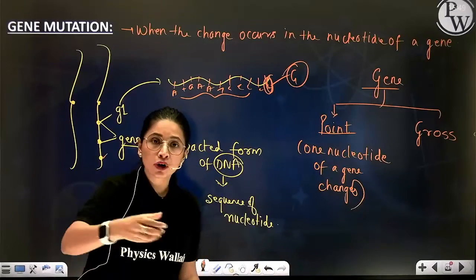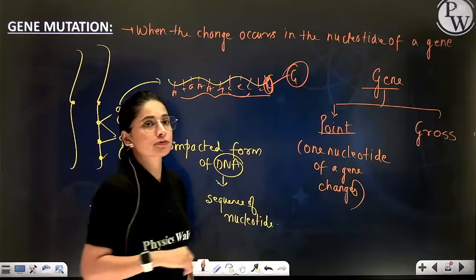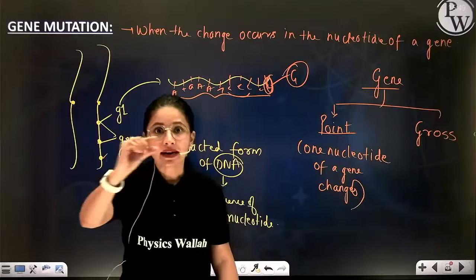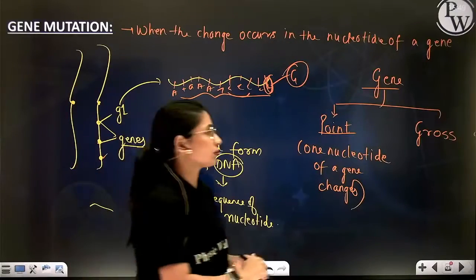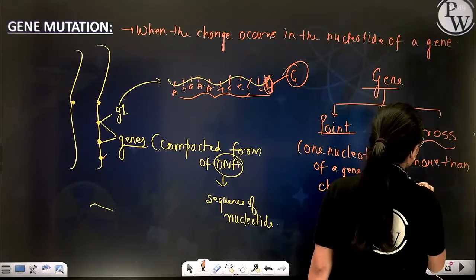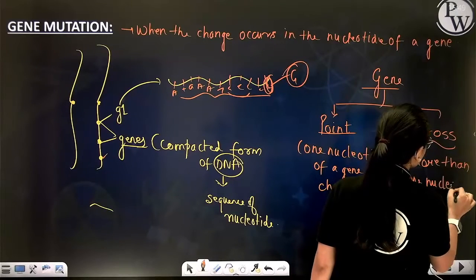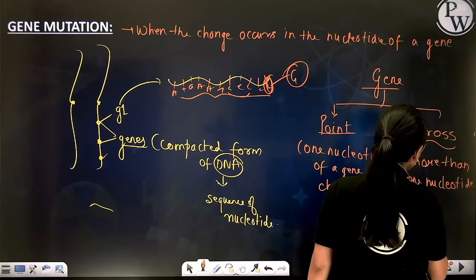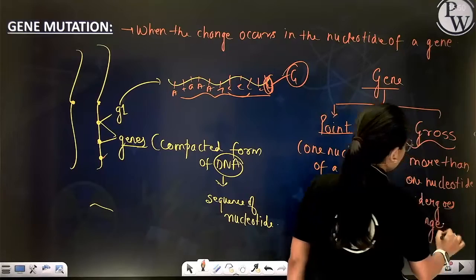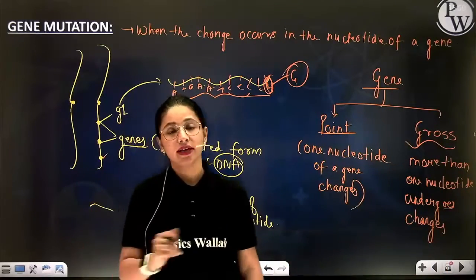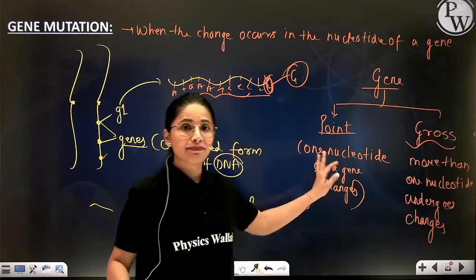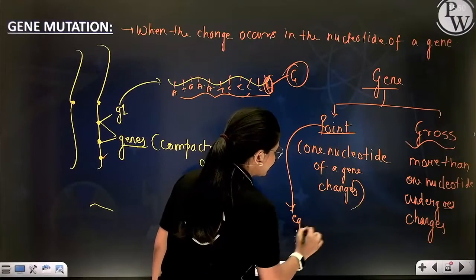Whereas, if a number of nucleotides, suppose all these 4 cytosine are replaced by guanine, then mutation is occurring in one gene, but not in one nucleotide, in a number of nucleotides, in more than one nucleotide. So, when more than one nucleotide undergoes changes, then it is known as gross mutation. Gross mutation under gene mutation. Clear so far?